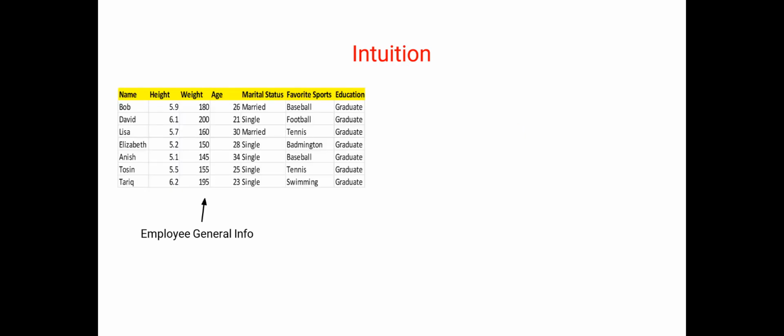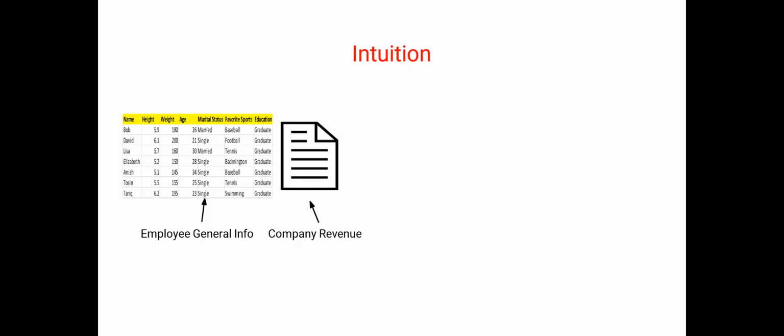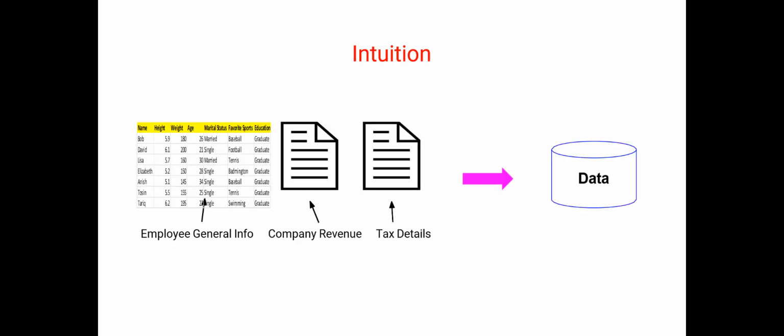The next thing that we need to worry about is that in a real-world scenario, you can have multiple such spreadsheets. For example, this spreadsheet is employee general information. Then you might have another spreadsheet that is company revenue, and another that is tax details. And combining all of these spreadsheets gives you the data of your institution. So the second problem is that you need a way to group the data at the spreadsheet level, since multiple spreadsheets might have the same columns with different values. So let's now see how to fix these two problems.